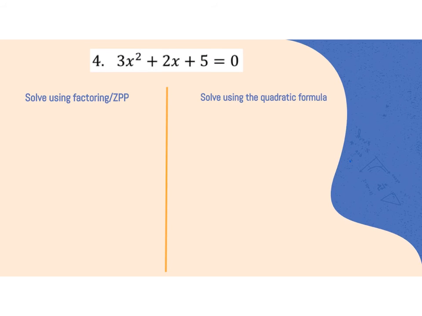So let's take a look at this one. So I've got 3x squared plus 2x plus 5. If I start by trying to factor, here's my a, here's my b, here's my c. I've got a top number of 15 and a bottom number of 2. And again, the things that multiply to give me 15 are 1 and 15, 3 and 5, and that's it. If I add those, I get 16 and I get 8, and none of them give me a 2, which means this is not factorable.